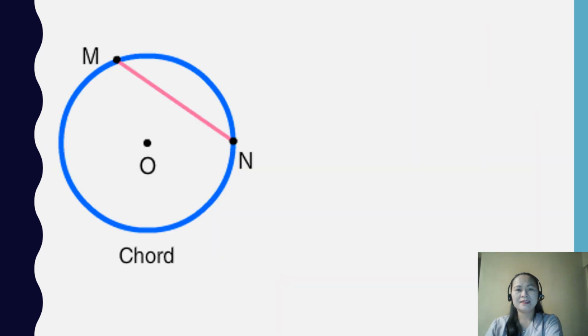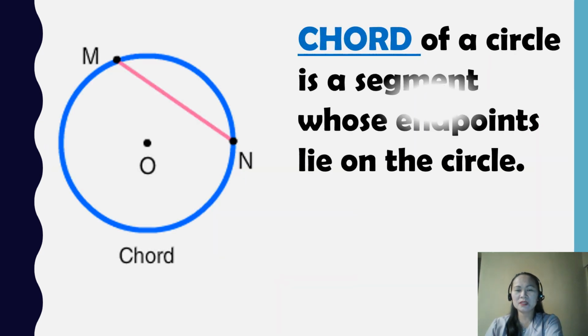Another concept that we need to know is the chord of a circle. It is a segment whose endpoints lie on the circumference of the circle. Here we have points N and M lying on the circumference of the circle, and this line segment MN is the chord of the circle.